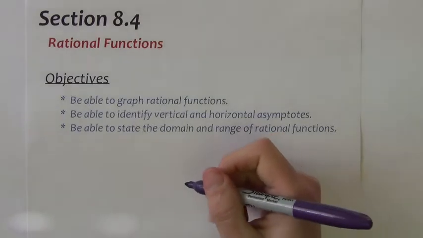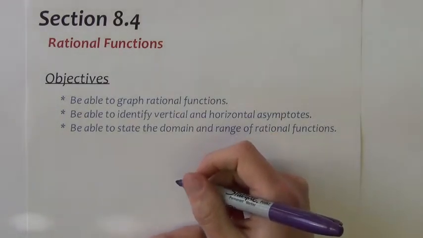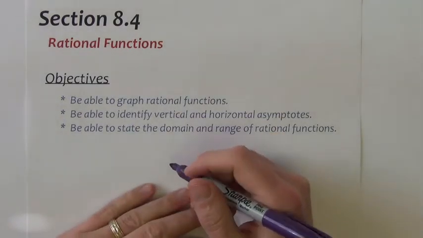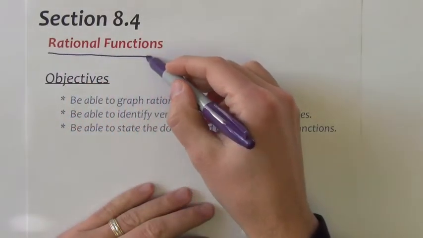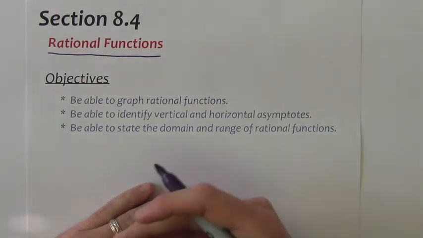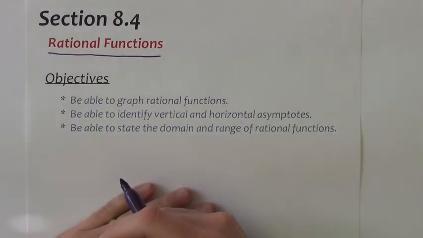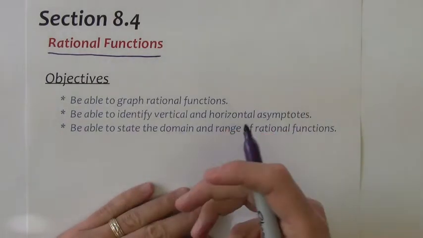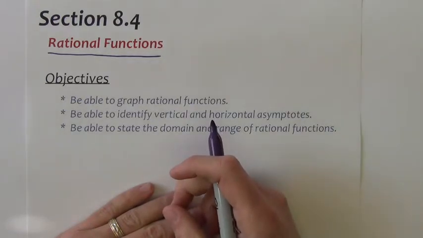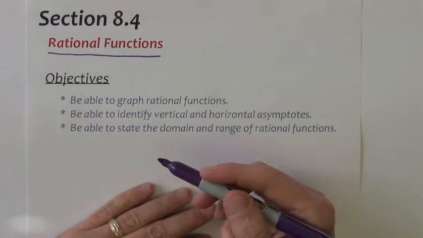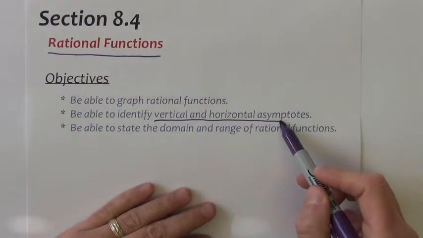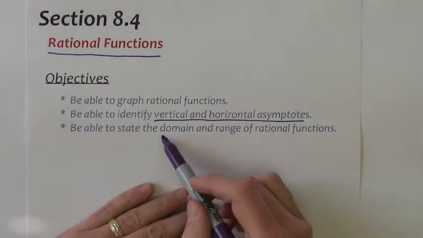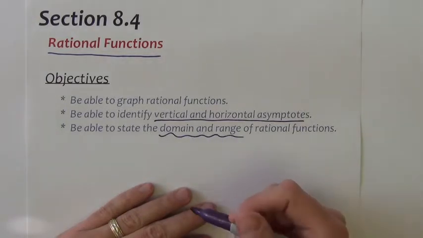In this fourth section of Chapter 8, 8.4, we're going to look at a new type of function called a rational function. We'll look at what their graphs look like, and how they're different than functions we've seen already in the past. There are some unique things about rational functions that we're going to need to talk about, vertical and horizontal asymptotes. We'll also talk about the domain and range of these rational functions.